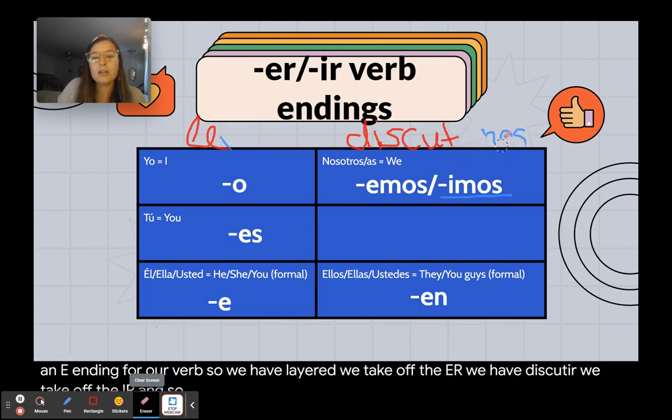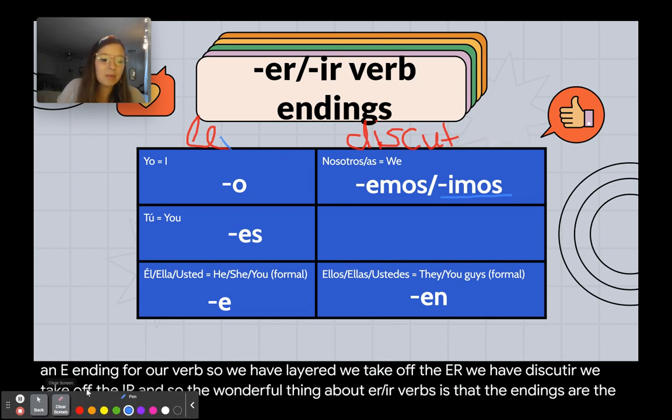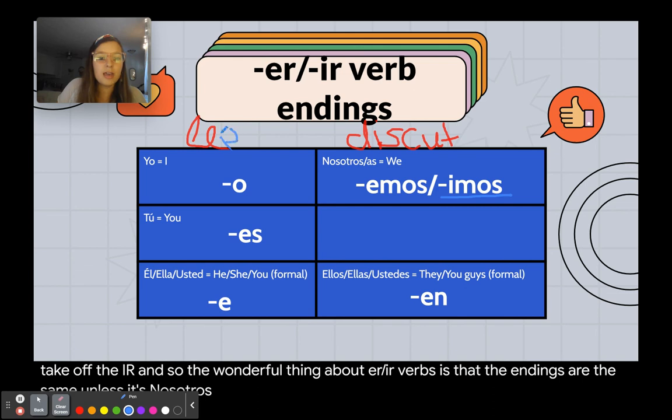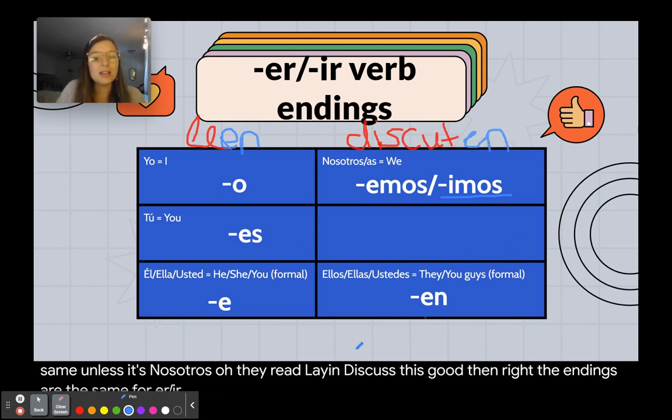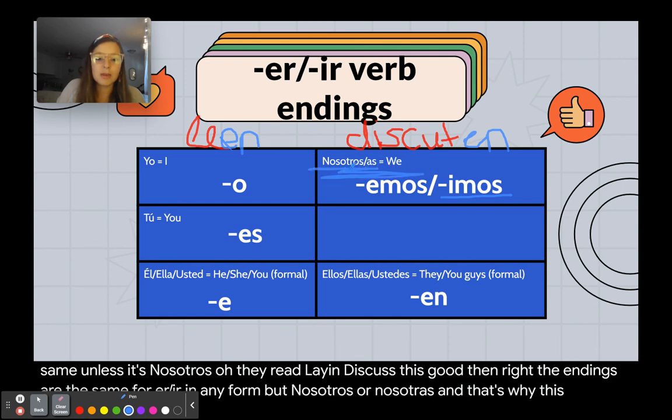And so the wonderful thing about ER and IR verbs is that the endings are the same unless it's nosotros. So they read, leen, they discuss, discuten, right? The endings are the same for ER and IR in any form but nosotros or nosotras. And that's why this is special.